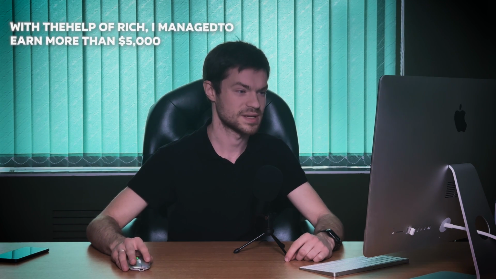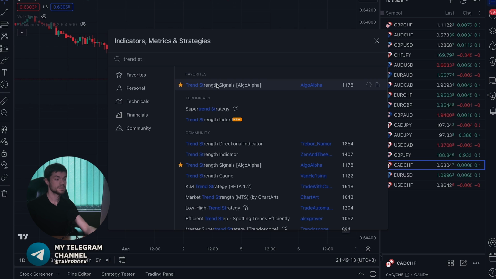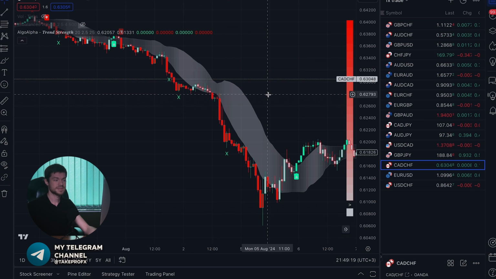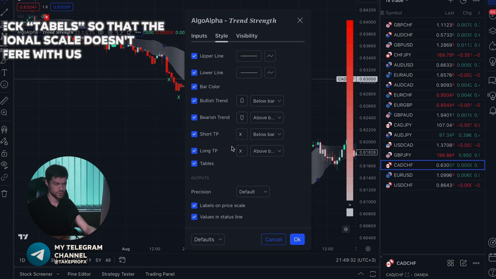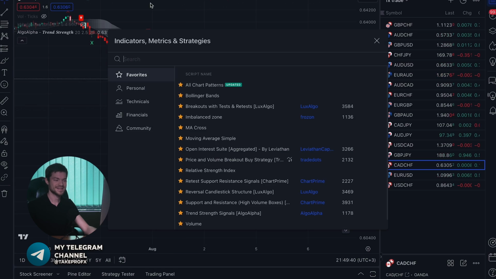This gives us the opportunity to add two very cool indicators, which I'm going to demonstrate to you today, with the help of which I managed to earn more than $5,000 last week. We go to the indicators section. Here we write the name of the first indicator. Here is this indicator, mark it as a favorite and click on it once. It has absolutely standard settings. We don't need to customize anything else. The only thing we can do is to remove the check mark here, so that the additional scale doesn't interfere with us.